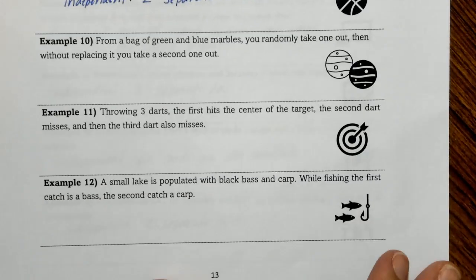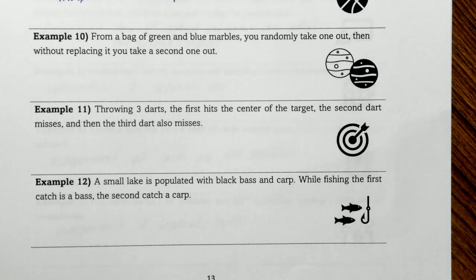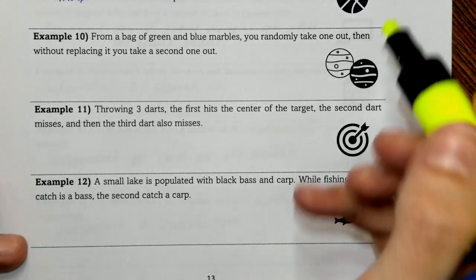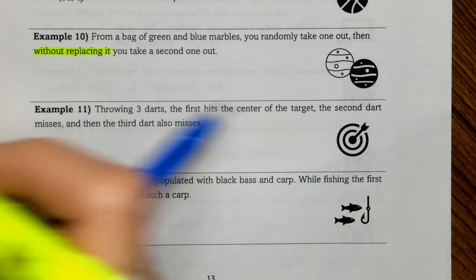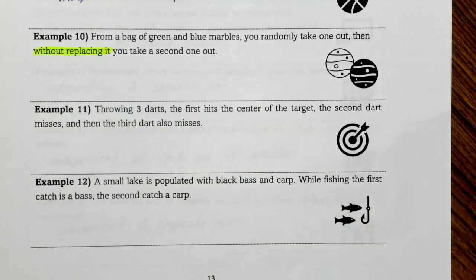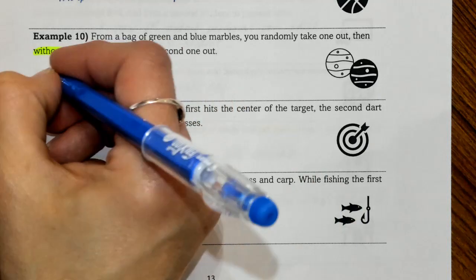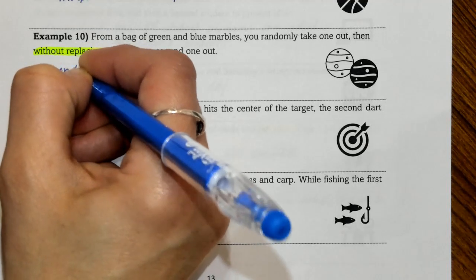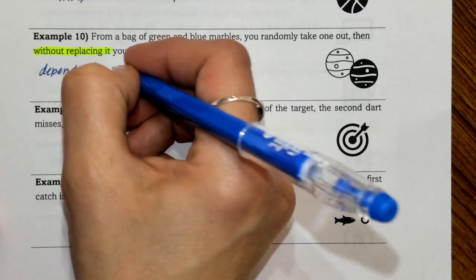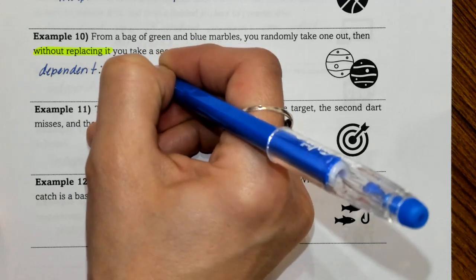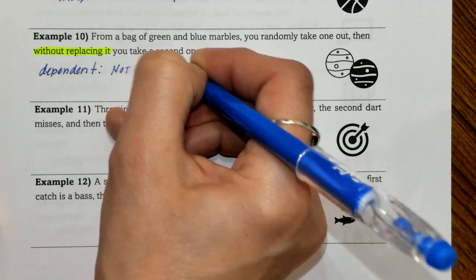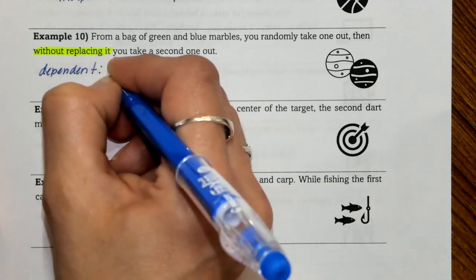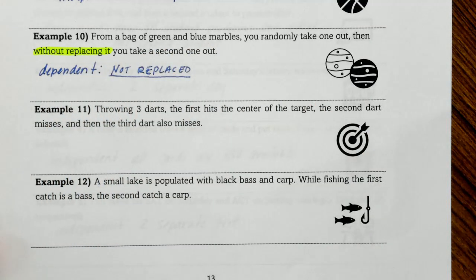Number 10, from a bag of green and blue marbles, you randomly take one out. Then, without replacing it, you take a second one out. Let's highlight that. Without replacing it. That's the huge thing. That will always be dependent. You do not put something back, like in the bingo. Okay? You do not put it back. It will always be dependent. If you do put it back, it's always independent. So here we'll put dependent. And the reason is not replaced. The not replaced is the big part of dependent.